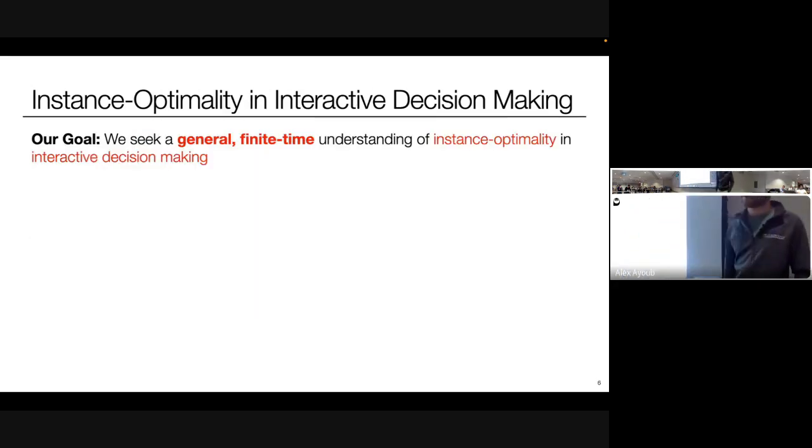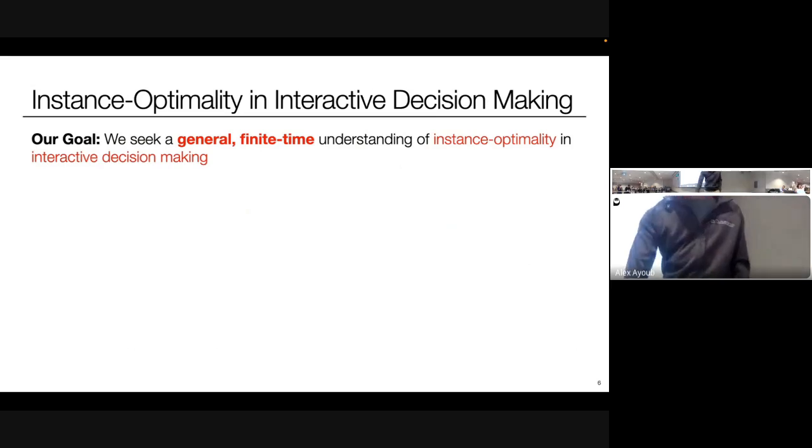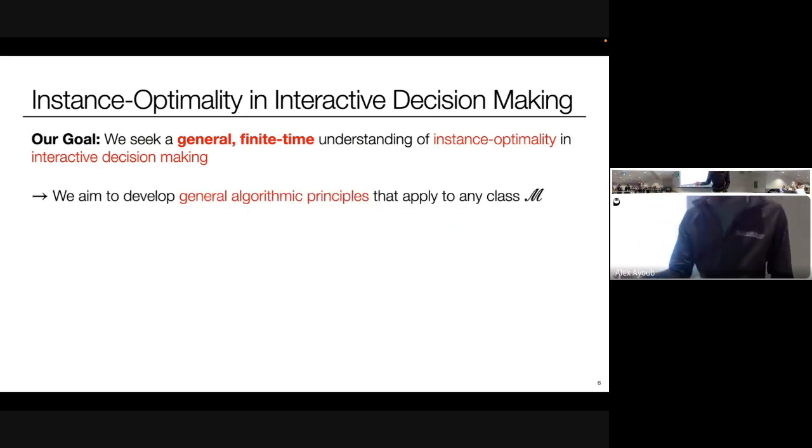And so our goal in this talk is to get a general as well as finite-time understanding of instance-optimality in this interactive decision making setting. I want to emphasize both of these parts again, the general and finite time. We really want to develop general algorithmic principles that apply to any class script M. If you have a problem, you can encode it in script M. Maybe your problem is a bandit problem. Maybe it's an RL problem with some particular structure. Whatever, you encode that in script M.